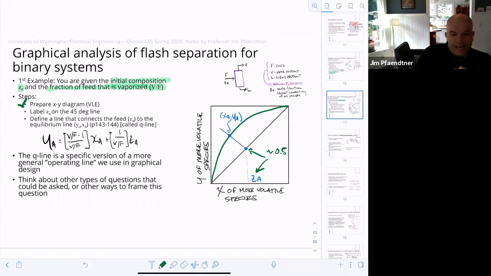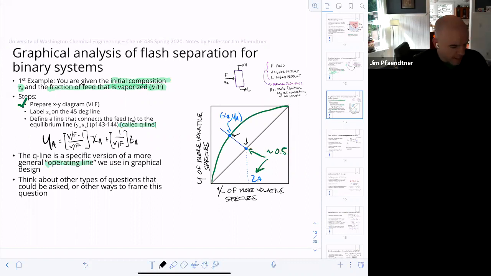We are then going to define this quantity called a Q line or an operating line. And it's a linear line that connects the equilibrium line, the first blue dot here that I've drawn, and this 45 degree line. So you can go through the whole derivation of this line on your own time. I've listed the pages where it is. This line can be derived from the mole balance around the separator.